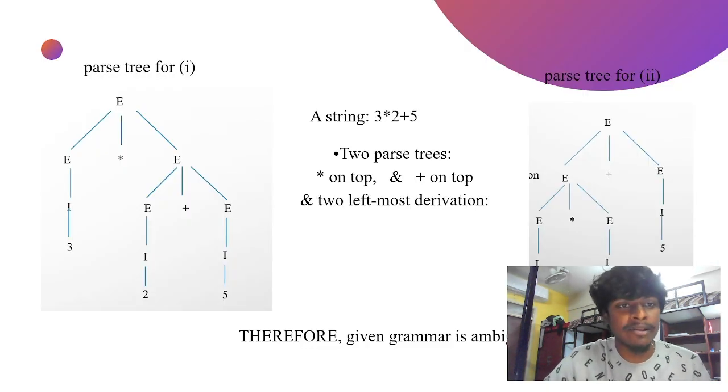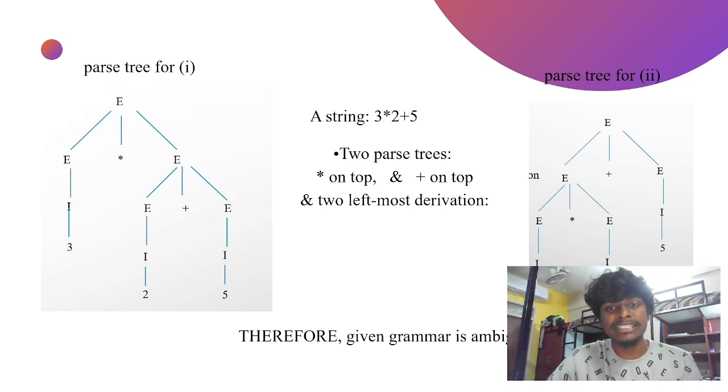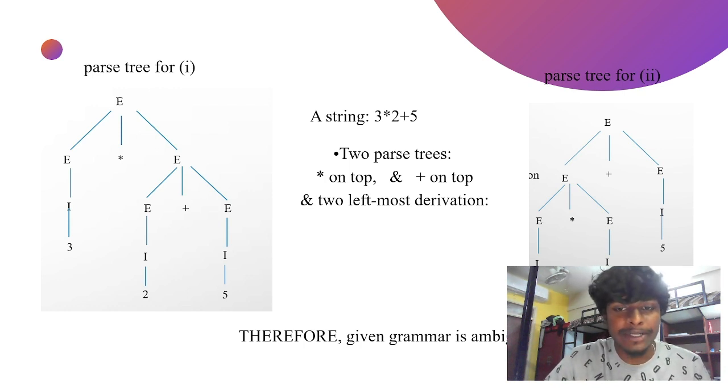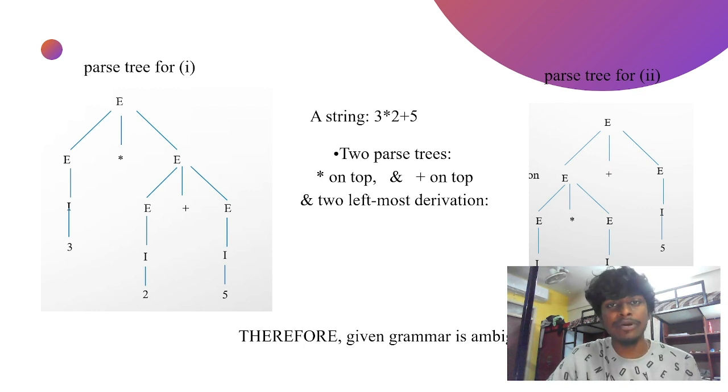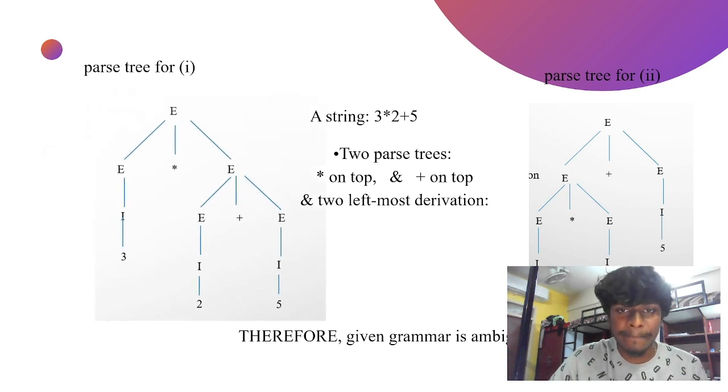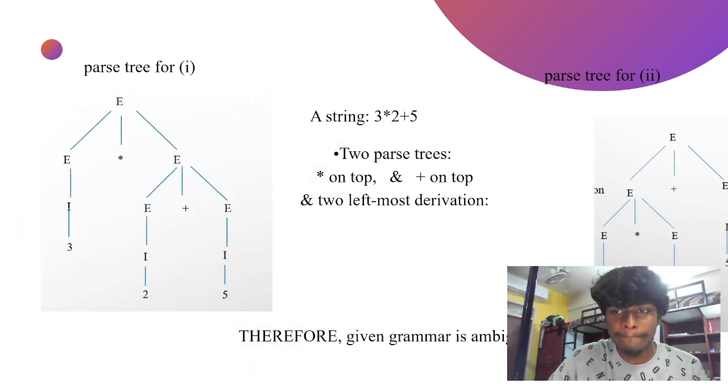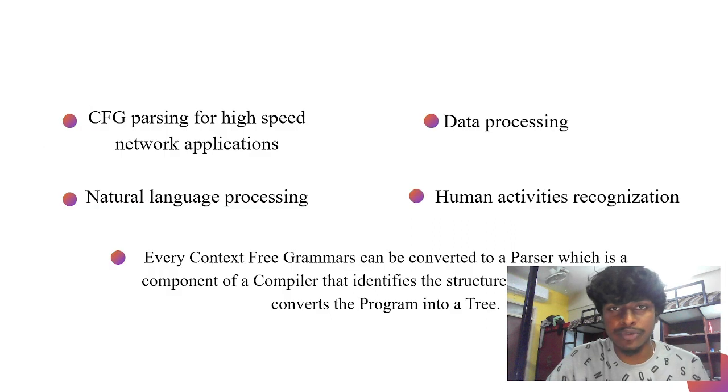And now let's have a look at the parse trees. There are two parse trees, the first one is 1 and the second is 2, and here we took the example of 3 star 2 plus 5. So two parse trees, which means star on top and plus on top, and two leftmost derivations. We have done two leftmost derivations, therefore the given grammar is ambiguous, so we can say that. So this is 1 and this is 2.